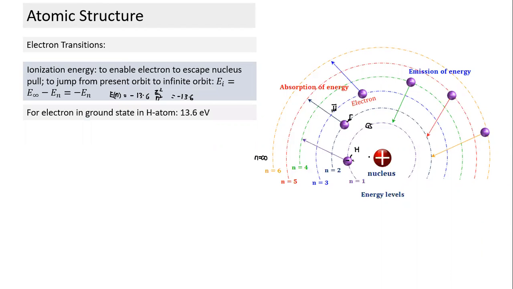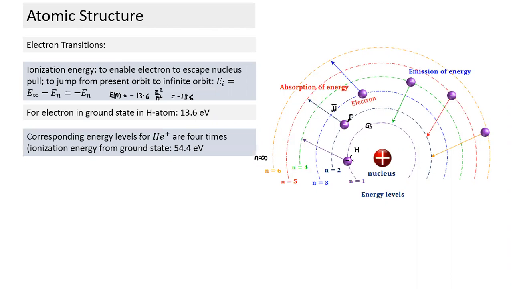And this is something similar to gravitation, if you try to recall. What is the kinetic energy that needs to be given to an object on the Earth's surface? In terms of magnitude, it is equal to the potential energy there also. For an electron in the ground state of hydrogen, the ionization energy is 13.6. And if the ionization energy for an electron in a hydrogen atom is 13.6, what will be the corresponding ionization energy in the case of a helium ion?